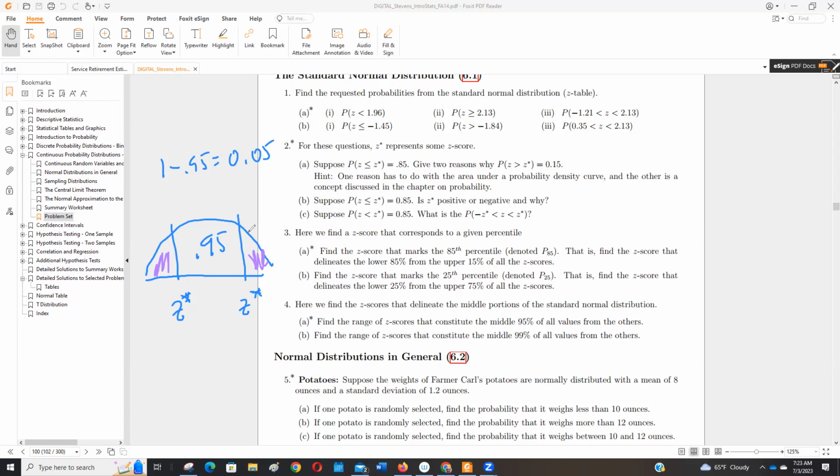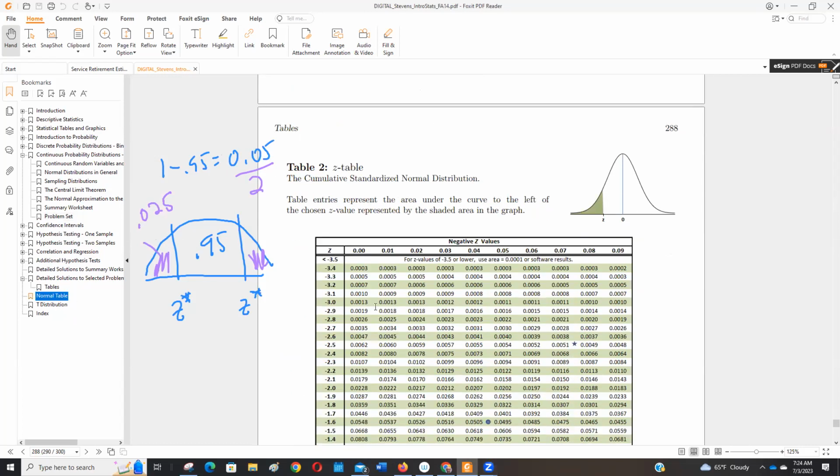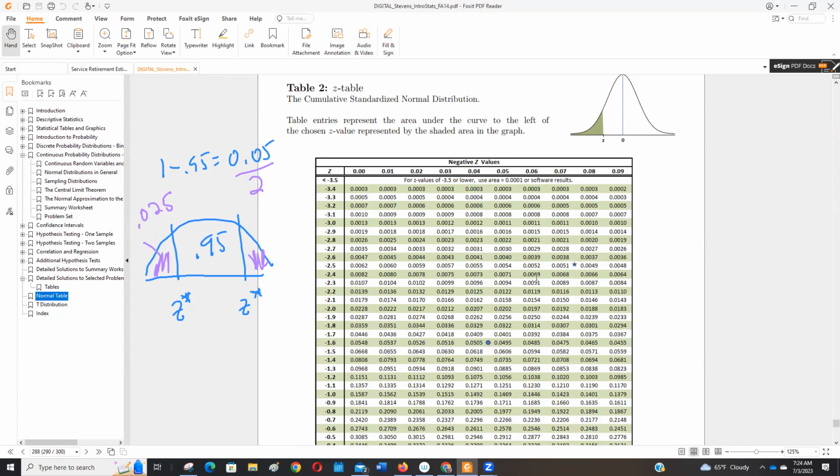But in the z-score table, I want one of them. And since the z-score table always tells us the area to the left, we're going to take that 0.05 divided by 2. And that tells me this lower tail area is 2.5%, or 0.025. So we have to go to that normal curve table and find the left area 0.025, or at least as close as we can. Let's see, it's going to go this way. There we go. Exactly. How about that?